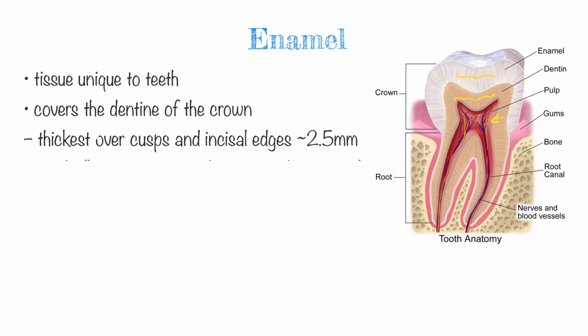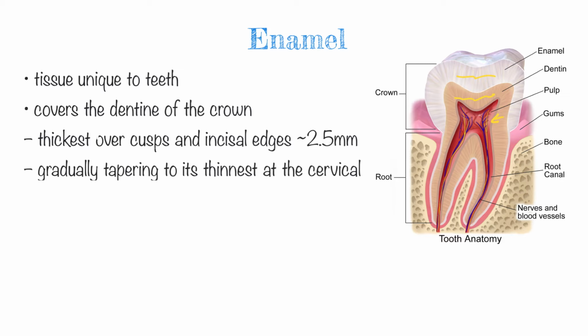Approximately the thickness is 2.5 millimeters there, and then it gradually tapers to its thinnest at the cervical margin of the crown. So as you can see here, the enamel is thickest at the cusp tip, and then as you go towards the cervical margin, it becomes thinner and thinner. All right? The same thing happens in the anterior teeth. The enamel is thickest over the incisal edges, and then it becomes thinner towards the cervical margin. So remember that it does not have the same thickness all over, it tapers.